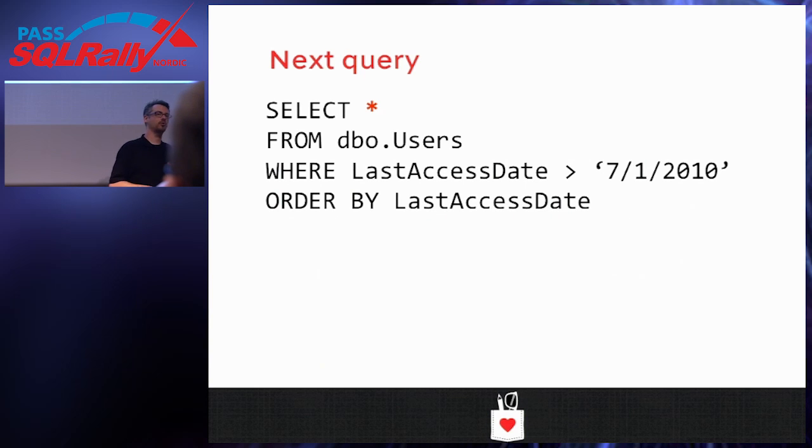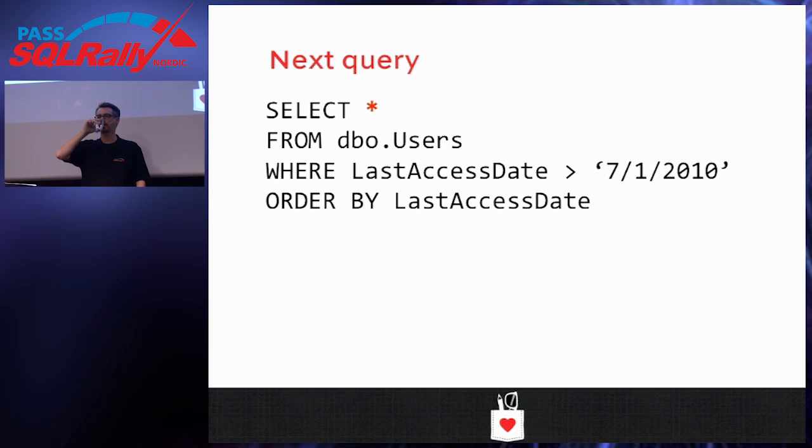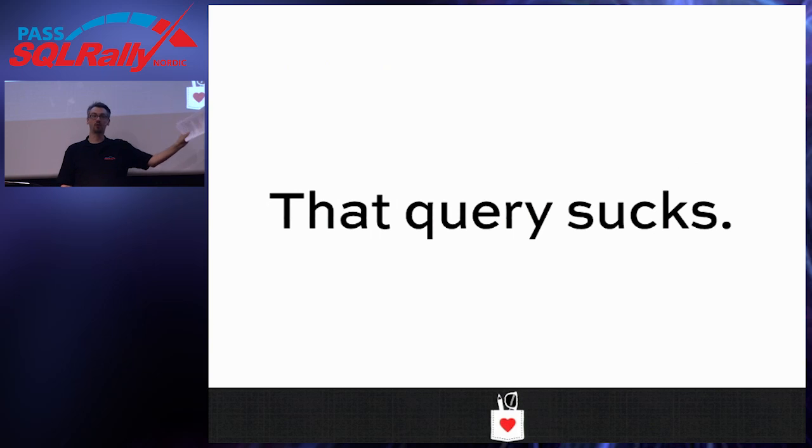Let's take a look at another query. I've only changed one thing about it. This is how I always wrote queries when I was a developer. Select star from users where last access date is greater than 7/1/2010, order by last access date. Does that change the way we execute this query? We don't really have a choice here. We have to do it exactly the same way because I only have a clustered index, but now this query sucks.